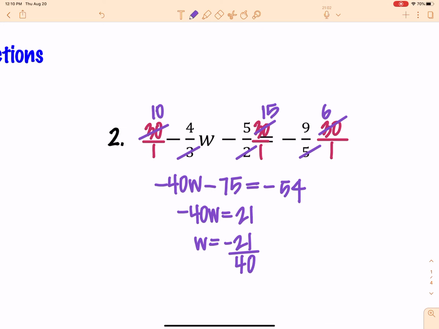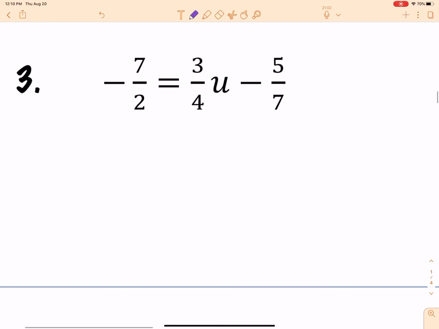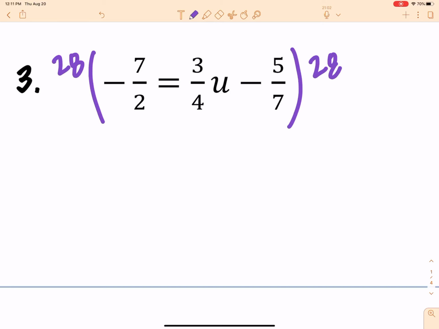Okay, moving on to number 3. Okay, so the common denominators here are 2, 4, and 7, so the least common one would be 28. I'll show you real quick a different way. Instead of writing 28 next to each of those, you can also just write 28 like this, or maybe put it on both sides if you want to.